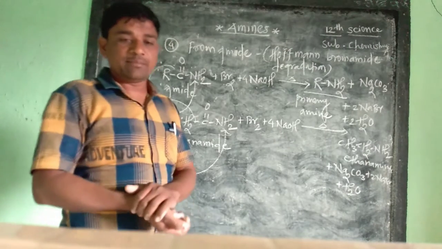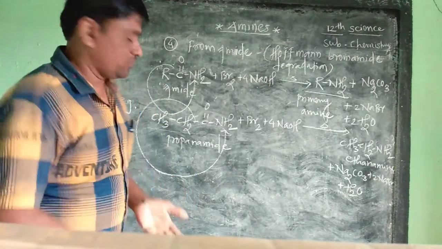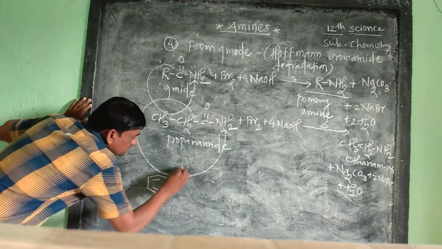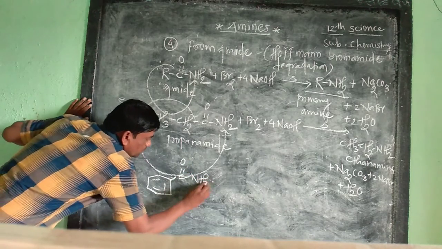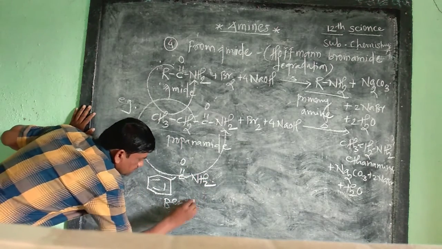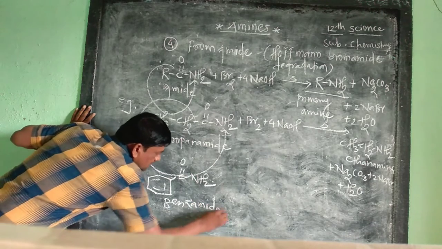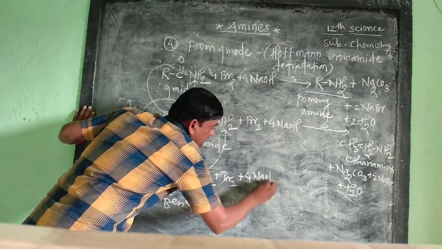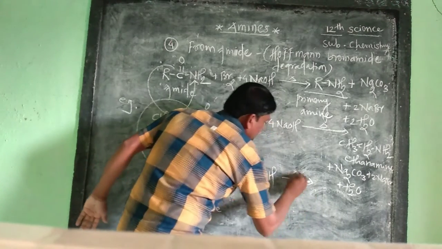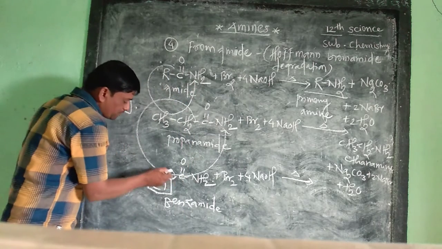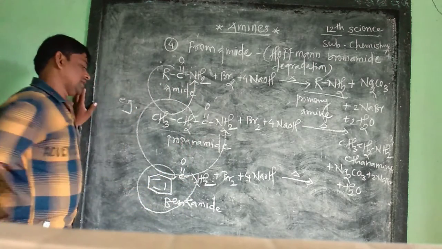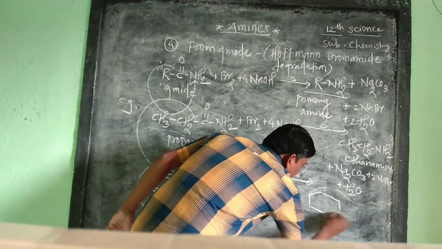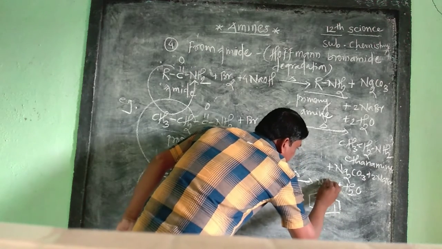Now we take another example, benzamide, C double bond O NH2. Benzamide is reacted with bromine plus sodium hydroxide in alcoholic or aqueous medium. In this case, the aryl group migrates to the nitrogen atom, attached to the nitrogen atom, and forms a primary amine, which is named aniline.